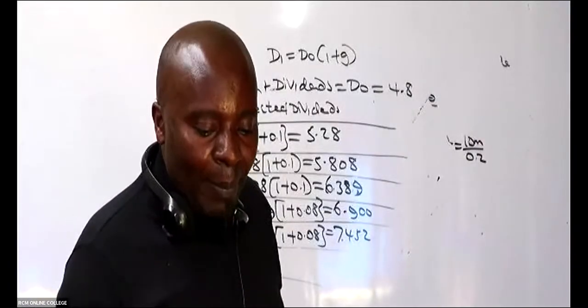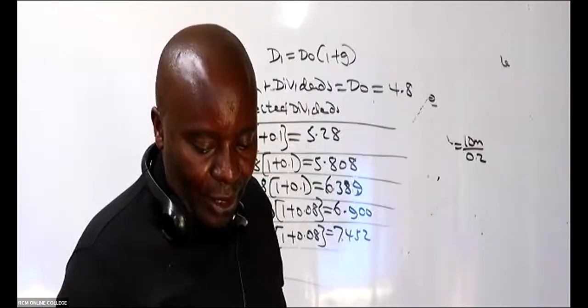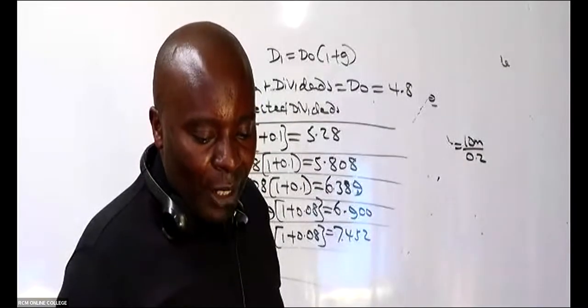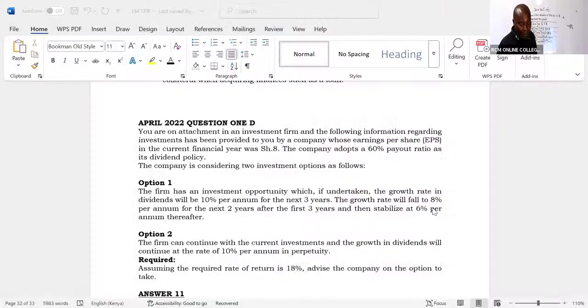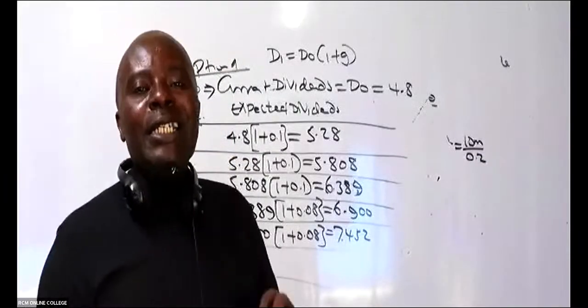we are going to have a perpetual growth rate, and then stabilize at 6% per annum. Thereafter, up to when? They're not telling us for how many years. So thereafter, it means that we shall enjoy these 6% indefinitely.